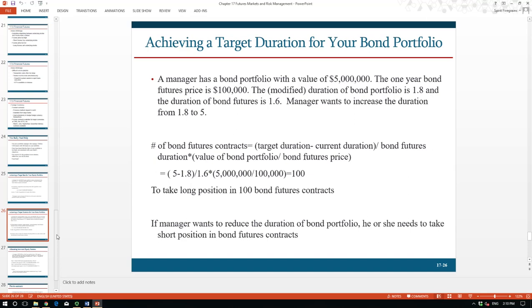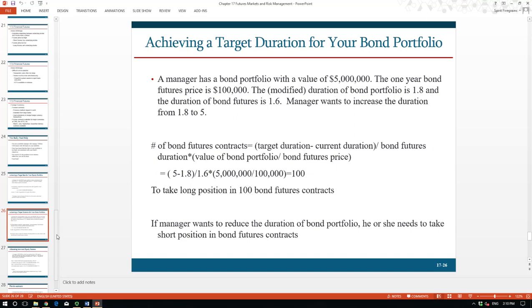Why would you do that? Well, if you forecast that the interest rate is going to decline, then you want to maximize gain for your bond portfolio. One way to do this is to increase the duration, so you can increase the return for your bond portfolio if interest rate declines.